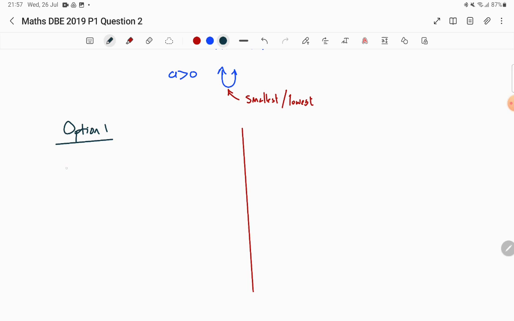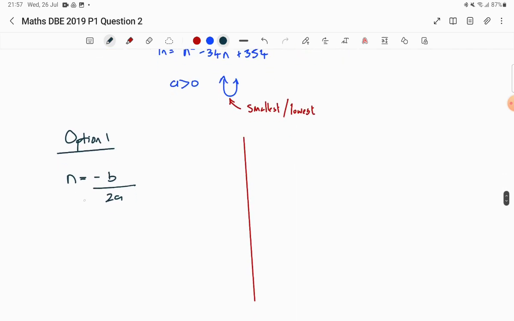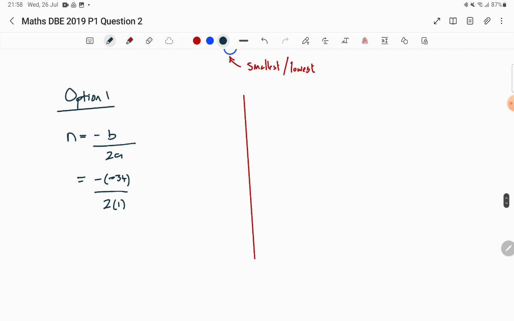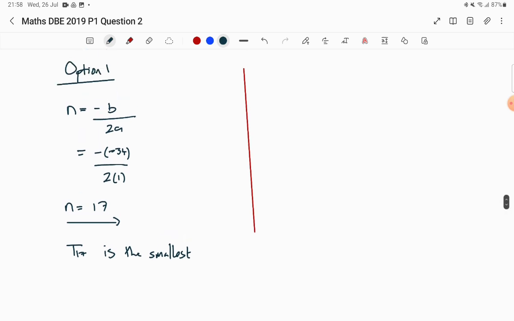And in option 1, we need to use our turning point formula, minus b over 2a. So in this instance, x is like our n here, since that's part of the subject of the function, and b is minus 34, times 1. And thereafter, we should get 34 divided by 2. And that tells us that the 17th term would be the smallest. So we don't know what that is, or we can figure it out, but they didn't ask for it. But the 17th term, it will have the smallest value.